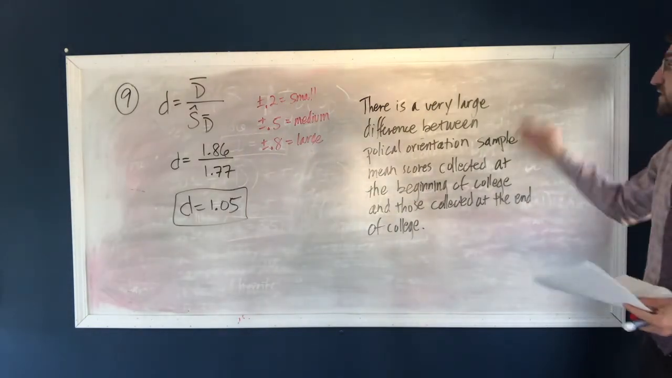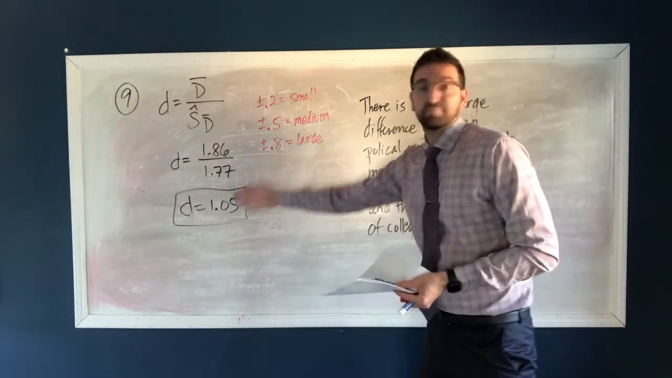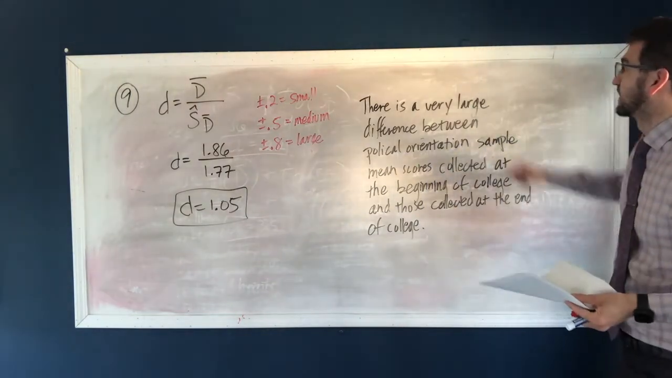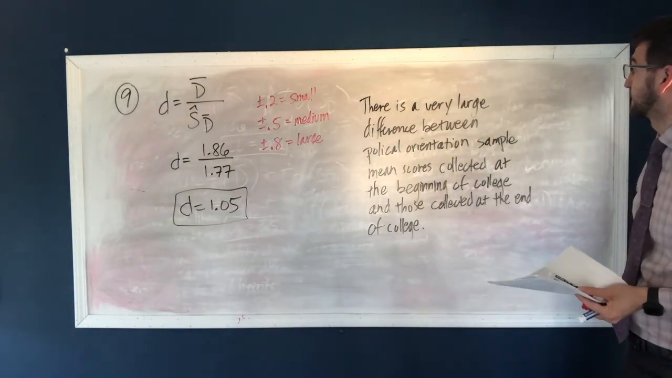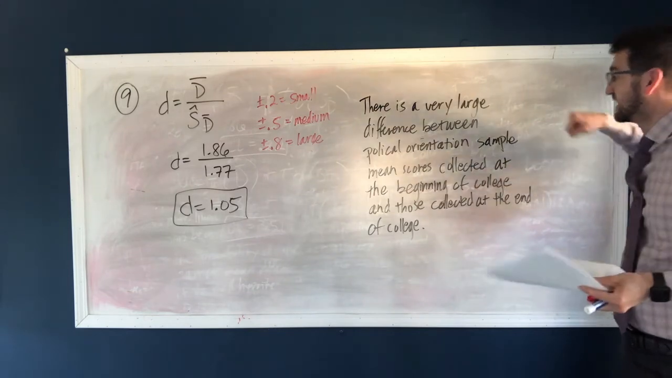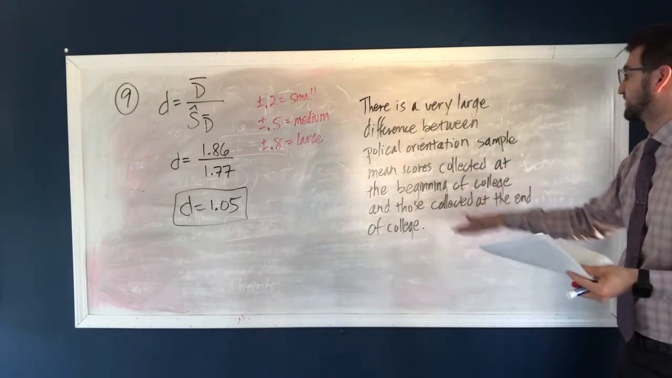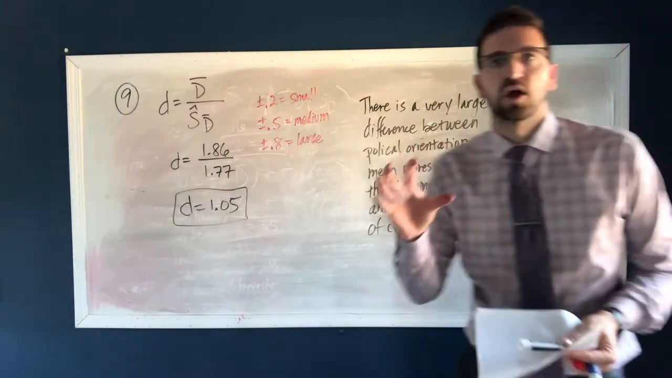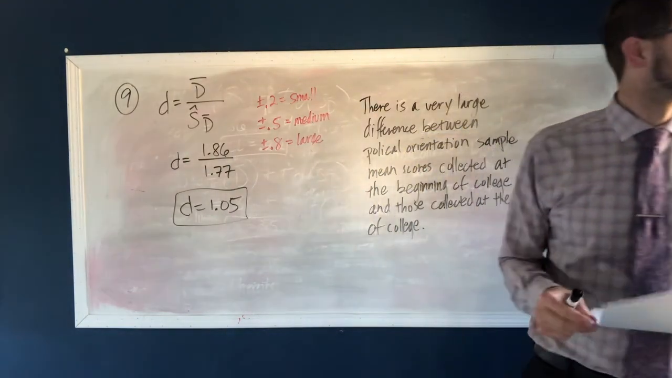Okay, that's a very large difference, right? Because it's bigger than large, which was 0.8. There's a very large difference between political orientation sample mean scores collected at the beginning of college and those collected at the end of college. So yeah, there was a large difference there.